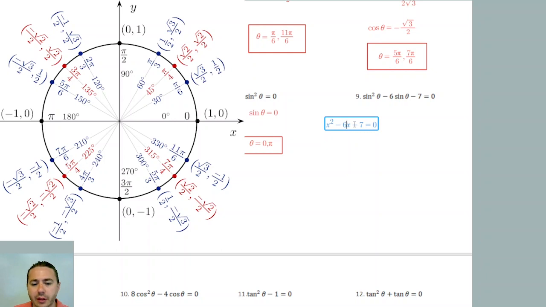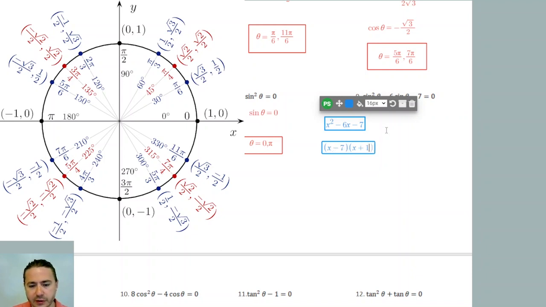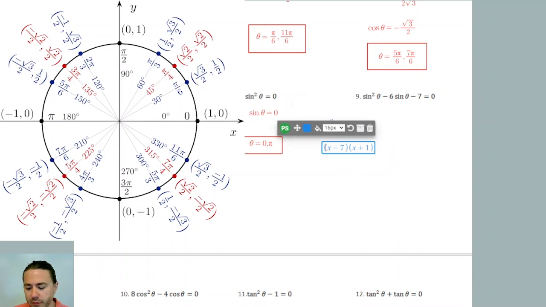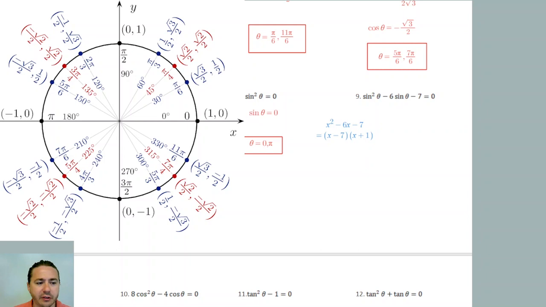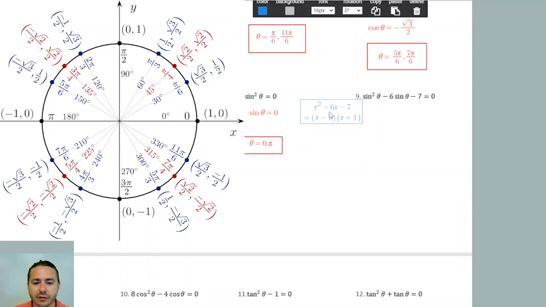But basically, I want to be thinking about how does this factor. And I know that this thing factors as x minus 7 times x plus 1, because negative 7 times 1 is negative 7 and negative 7 plus 1 is negative 6. So that's just a little trick: if you're getting thrown off by all the trig functions, try to factor one that's similar. Instead of writing sine of theta, just put x. Sometimes it can be easier to mentally process what that factoring is going to look like.